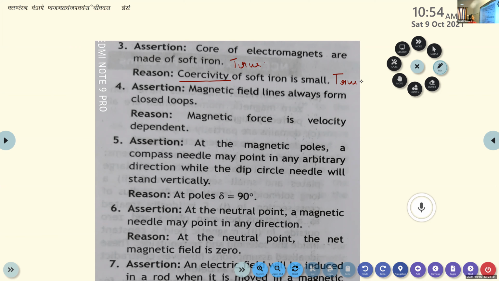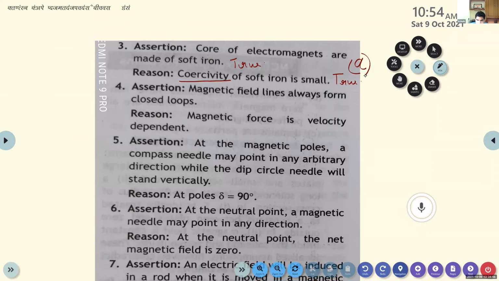It is a true statement and the reason is correct. Coercivity of soft iron is small. That is, the resistance offered by the soft iron to change its magnetization is very less, so it can be easily demagnetized. So we can say the reason is the correct explanation for the assertion. Both assertion and reason are true, and the reason is the correct explanation.